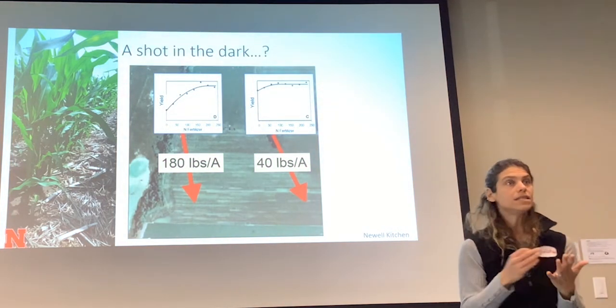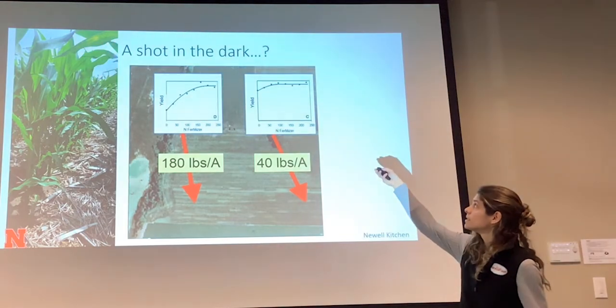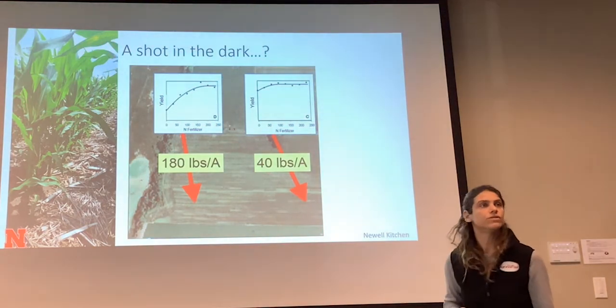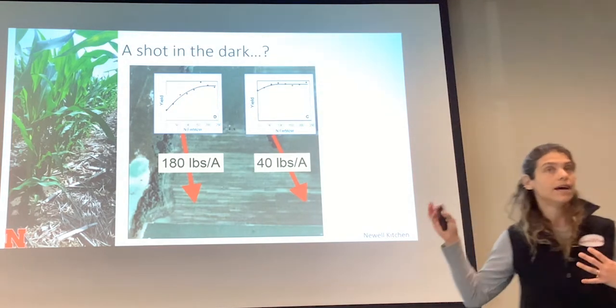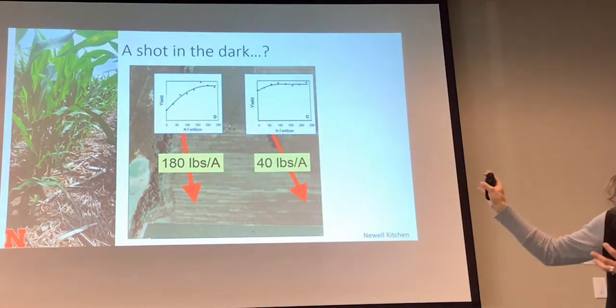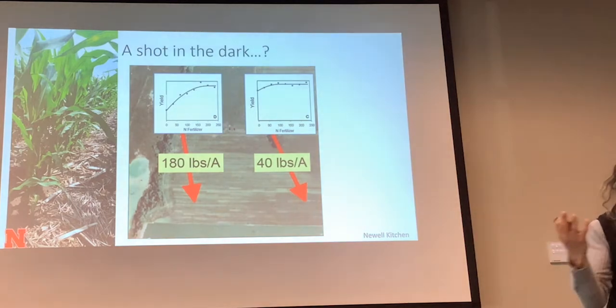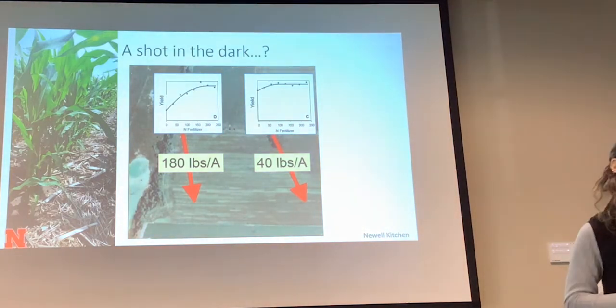But then you might identify places that respond like this, where I only need 40 pounds of nitrogen. And I have seen that. I have seen in Nebraska, we are collecting data to show you with examples in the region, in the area, that sometimes respond that way.